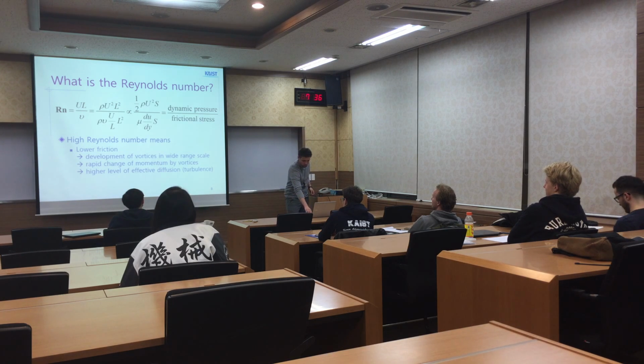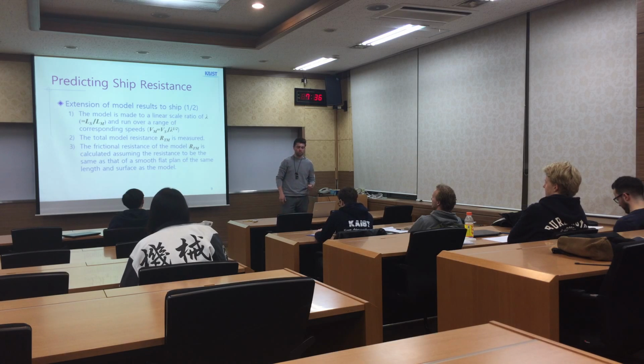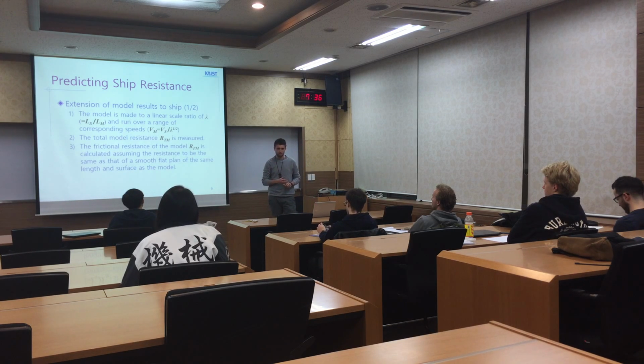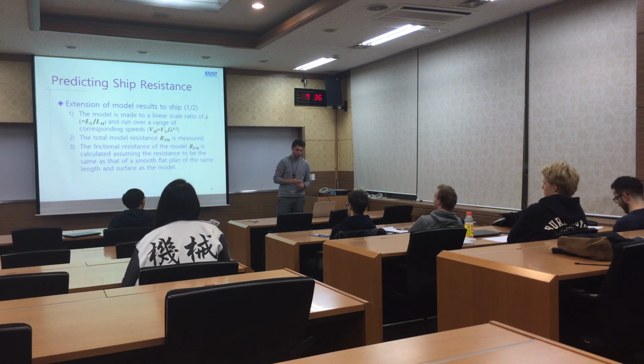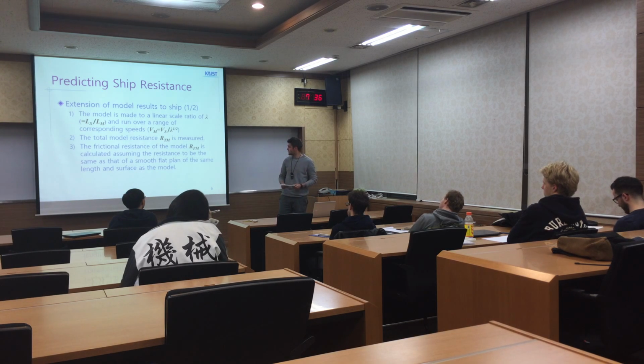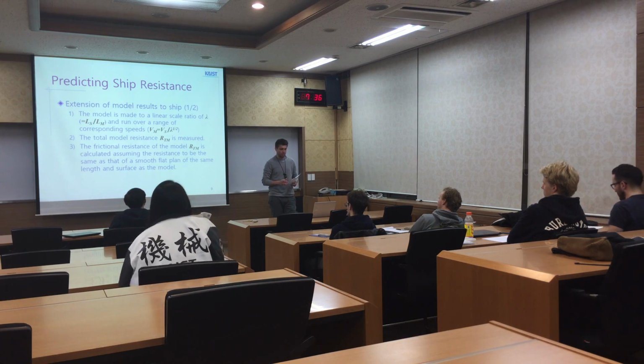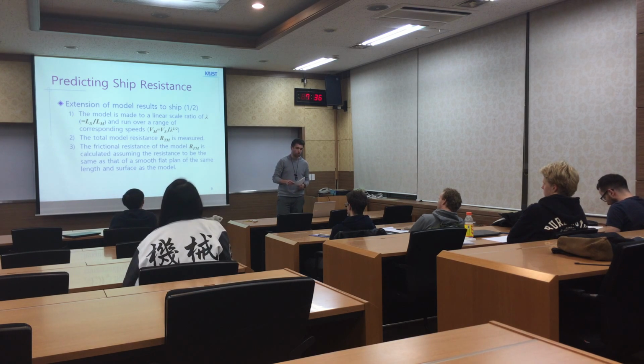It's quite obvious. And now to predict the ship resistance by Froude's hypothesis, you have 8 steps to go from the real life size you want to achieve to the prediction of the power you need for your ship. The first step is you scale your model from the real life ship by this ratio. Then the second step is you do a model test and measure the total resistance of the ship.